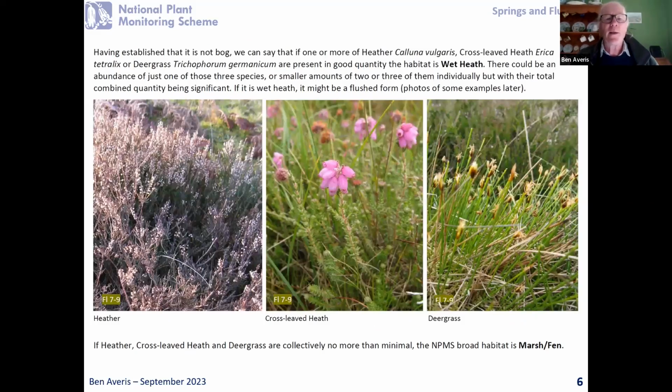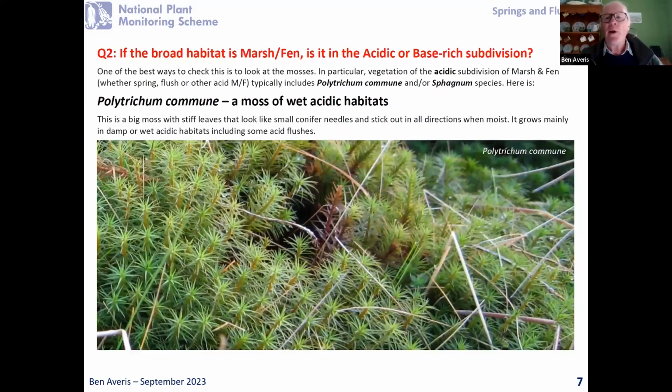If it's wet heath, you're probably going to be looking at a fair bit of heather or cross-leaved heath or deer grass. These are things that you don't really see so much of in the marsh and fen NPMS broad habitat. So that's just a wee bit there at the beginning about separation, about checking which broad habitat you're in, and if you're in the bog or wet heath, that you are in wet heath and not bog.